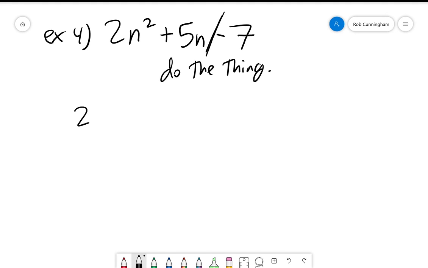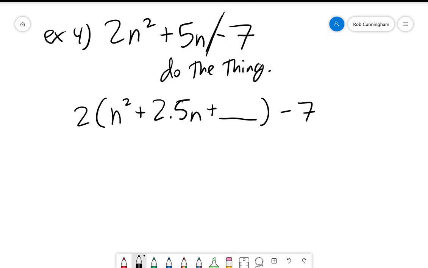And this is going to be 2 times n squared plus, what's 5 divided by 2? 2.5n plus blank minus 7. Remember how I said that when you are completing the square and there's a number in front of the n squared or the x squared, you got to factor that number out even when it hurts. And in this case, it definitely hurts.